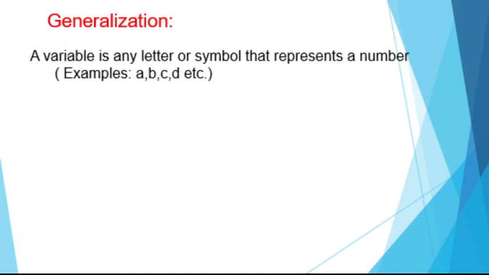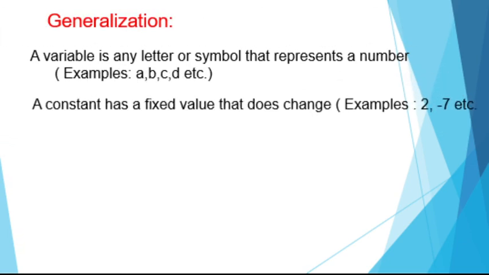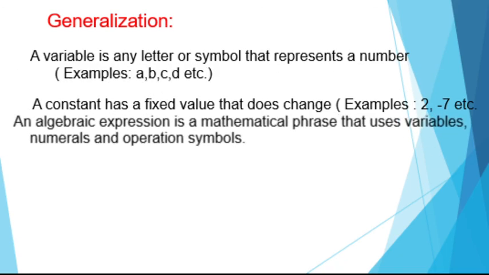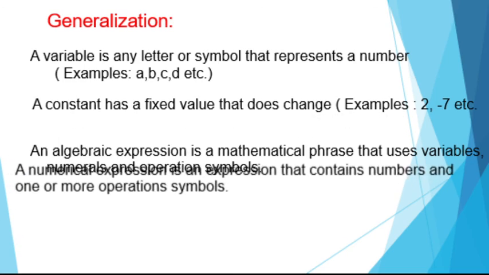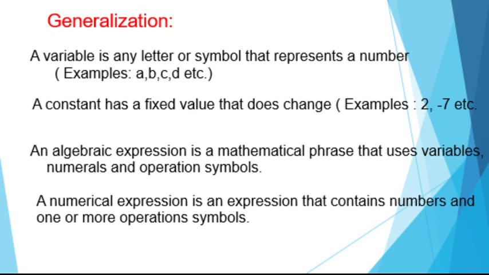And to recap our lesson, a variable is any letter or symbol that represents a number. And a constant has a fixed value that does not change. And an algebraic expression is a mathematical phrase that uses variables, numerals, and operation symbols. And the last one is the numerical expression. It's an expression that contains numbers and one or more operation symbols. No variable in the numerical expression.